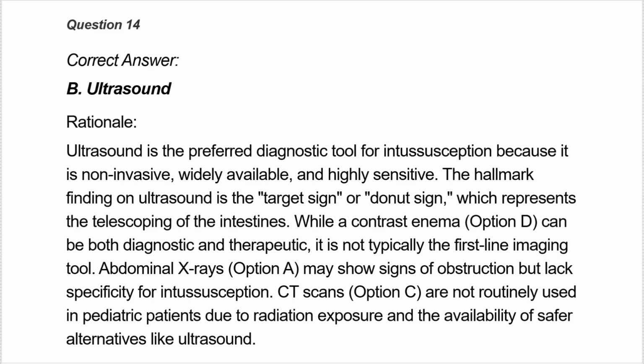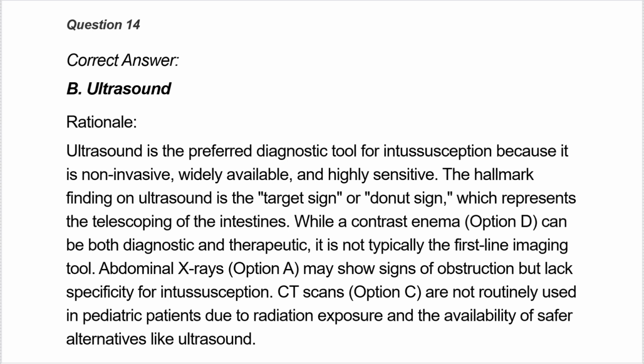Correct answer: B. Ultrasound. Rationale: ultrasound is the preferred diagnostic tool for intussusception because it is non-invasive, widely available, and highly sensitive. The hallmark finding on ultrasound is the target sign or donut sign, which represents the telescoping of the intestines. While a contrast enema, option D, can be both diagnostic and therapeutic, it is not typically the first-line imaging tool.